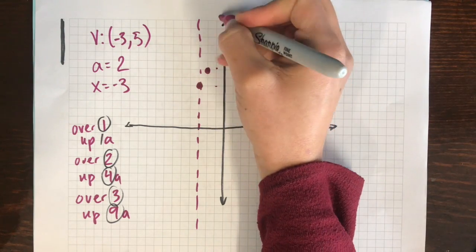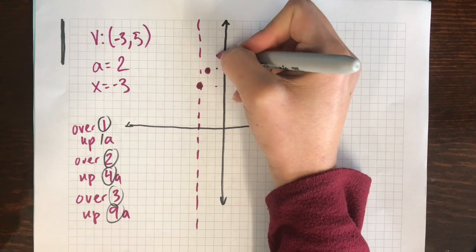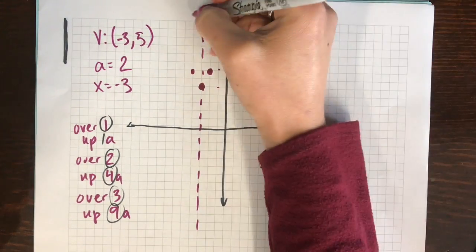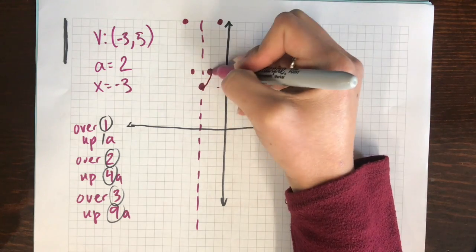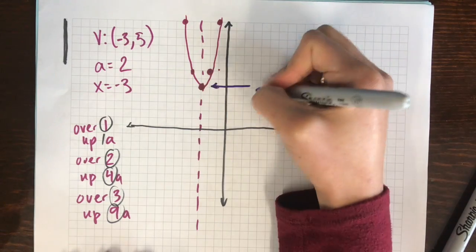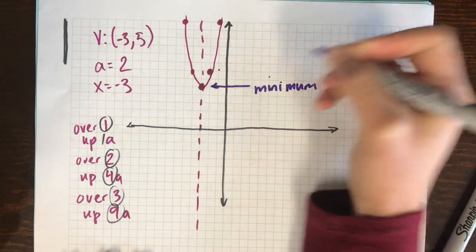I always go back to my vertex before I shift over and up, right? So I just go back to the vertex, go over 1, up by a, over 2, up by 4 times a, which is going to be 8, and then I'm going to connect these dots. And the other side, of course, is just reflected across that dotted line, right? Like it's a mirror. So I'm just going to mirror it on the other side, and it's very easy.